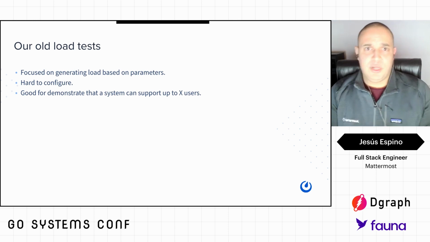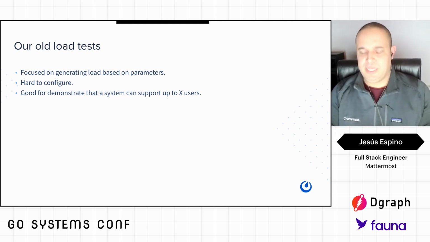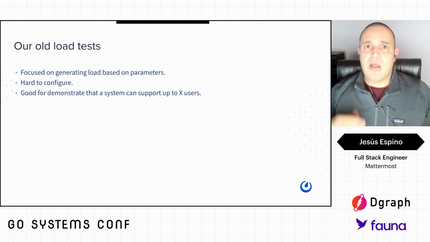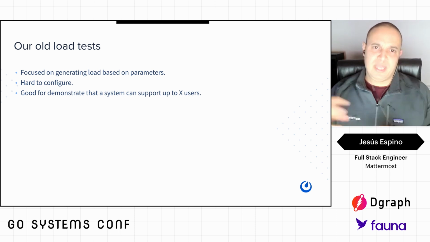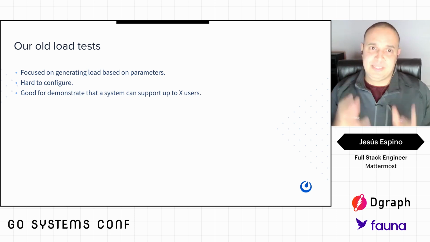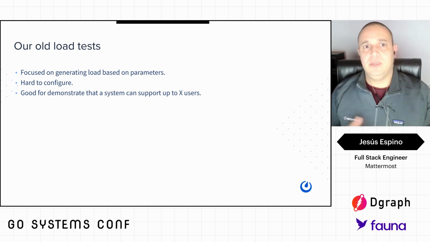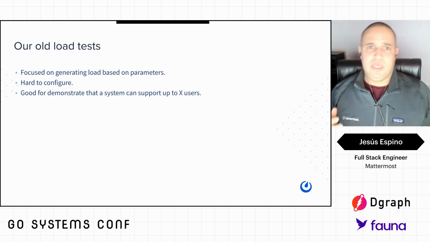Well, we started by creating a load test that was focused on generating load based on parameters. We decide how many users you want to support, how many posts per second, and a lot of other information around how you want to create the load test. It was really hard to configure, but it was really good for verifying that a system can support up to X users. So that was our first try. We decided that we could do better.